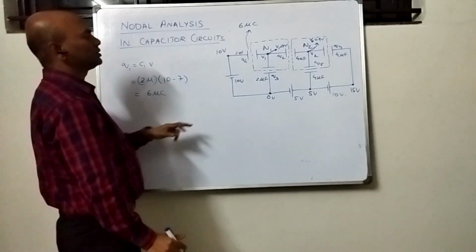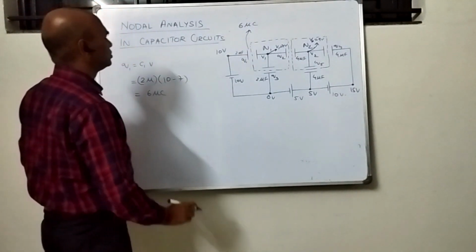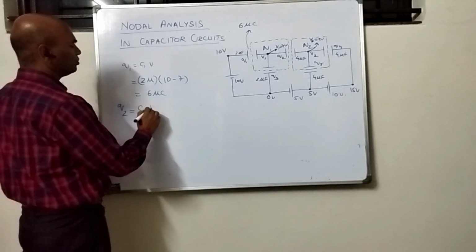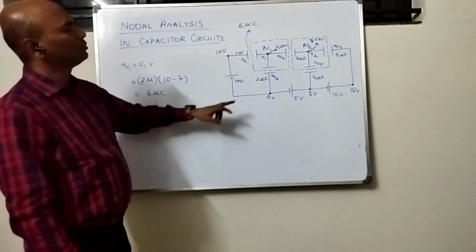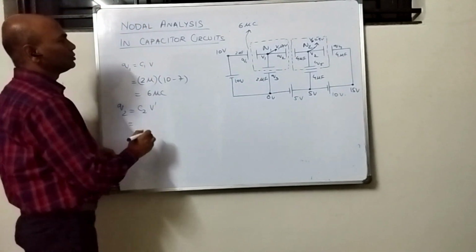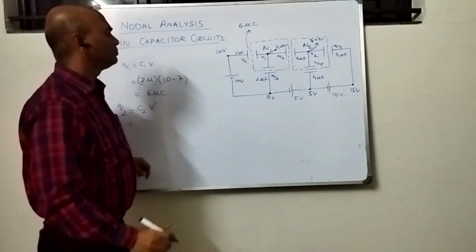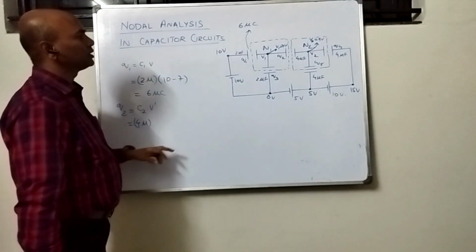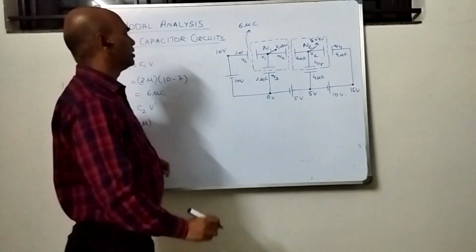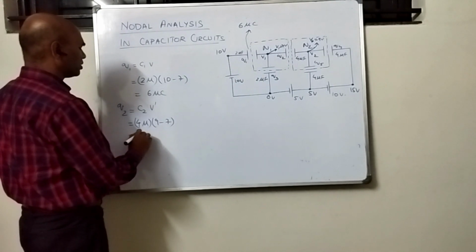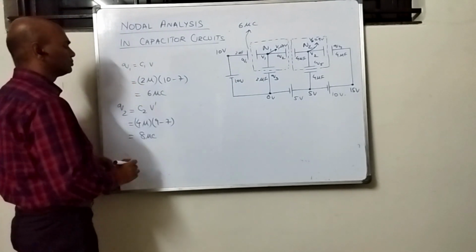And coming to the second capacitor, so I would say Q2 must be C2 into, let us say, V dash, potential difference on either of these sides. So C2, the value here is 4 micro. So 4 micro into the potential difference. Here it is 7 and here it is 9. So I would say the potential difference is 9 minus 7 and it becomes 8 microcoulombs.